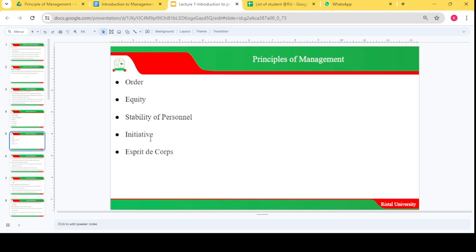Then we have initiative: encouraging employees' initiative fosters creativity and innovation. And we have esprit de corps, which means promoting a spirit of teamwork and unity, strengthening the organization. Those are some of the principles that Fayol came up with, which are still essential in today's work environment.